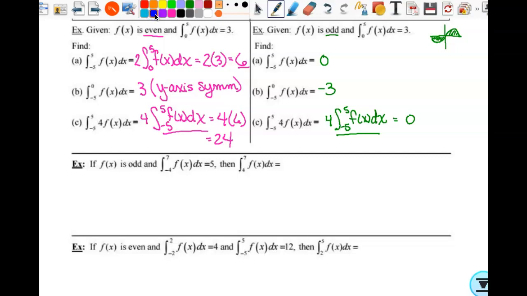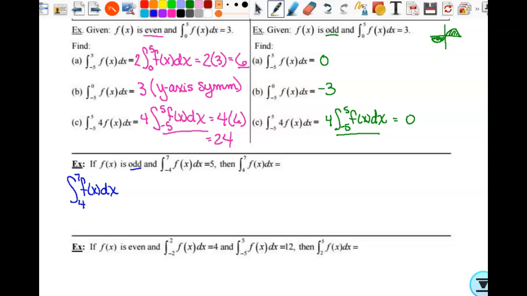So this says if f of x is odd, and we know this, we're looking for the integral from 4 to 7. Okay, so I'm just going to rewrite that. I want the integral from 4 to 7 of f of x dx. I have to figure out how to use this somehow to help me find this. Well, they're giving me the integral from negative 4 to 7. I just want it from 4 to 7. So I need to get rid of the part that goes from negative 4 to 4.